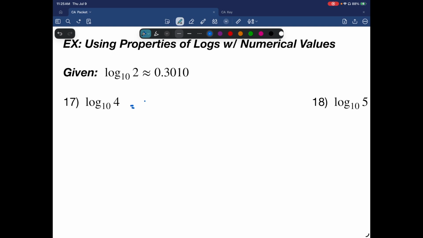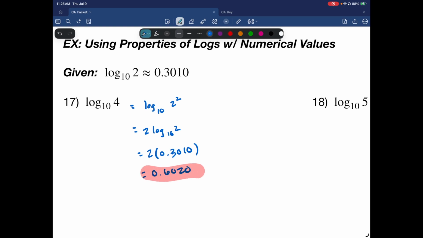So if I rewrite this as log base 10 of 2 squared, and then I take the 2 in the exponent and write it out front, that'd be 2 log base 10 of 2. Now I can replace the log base 10 of 2 with that decimal, and that's going to be 2 times 0.3010, which is going to give me 0.6020.